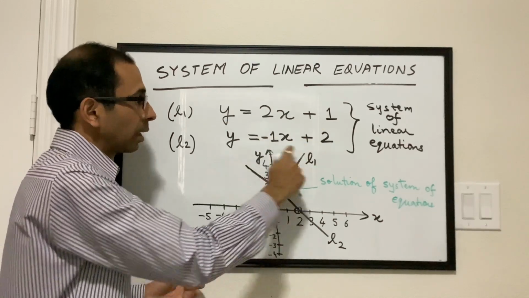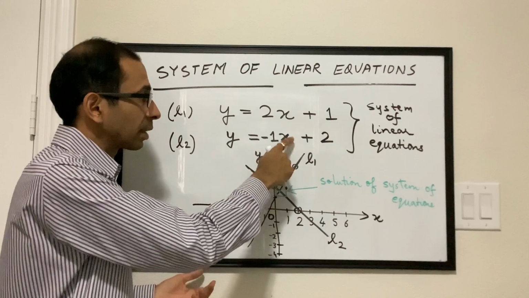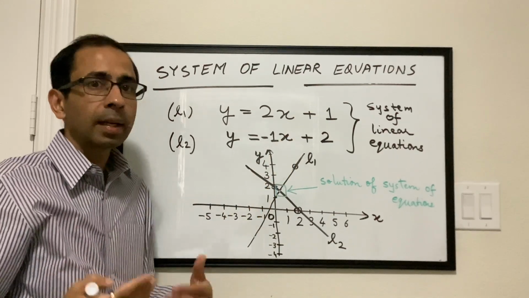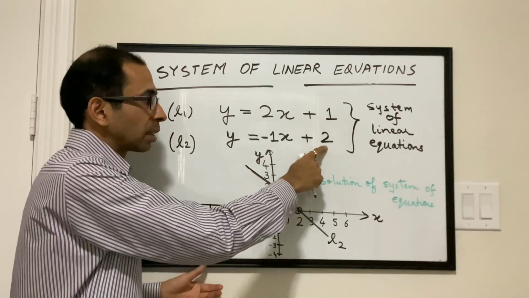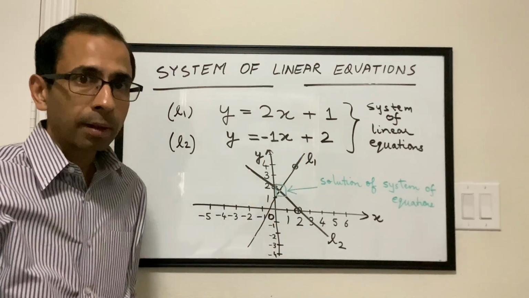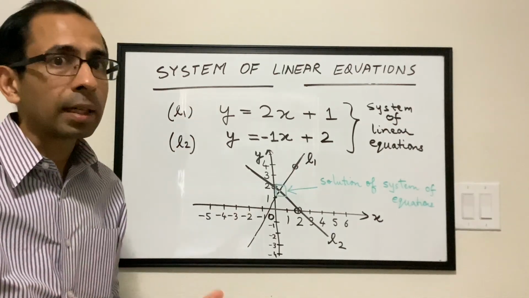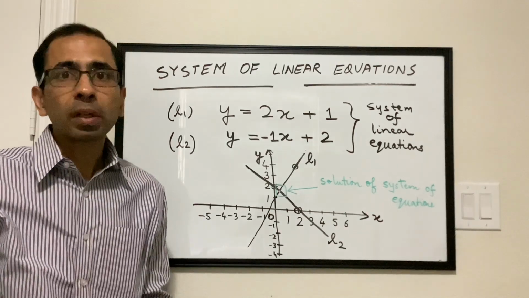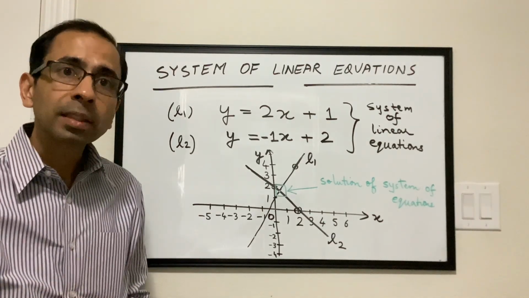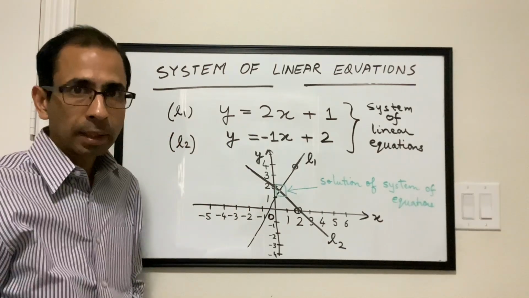Similarly, the second equation also represents a straight line because the highest degree of x is 1, so it's a linear equation and hence it will represent a straight line. It will have a slope of -1 and a y-intercept of 2. So it's very clear that this combination represents two straight lines. Now, when somebody asks us to solve a system of equations, what are they essentially asking? They are essentially asking us to find the point of intersection of these two straight lines.